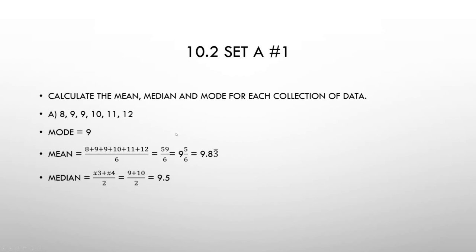And the median, because there are 6 numbers, there are 2 middle numbers, which are the 9 and the 10. So that's the third number and the fourth number, and I add them together and I divide by 2. So my median is 9.5. Any questions on that one? Okay.